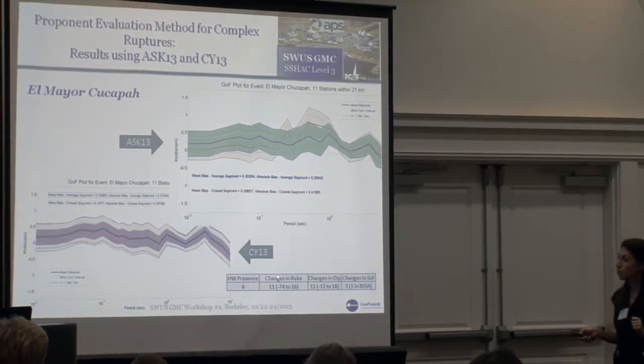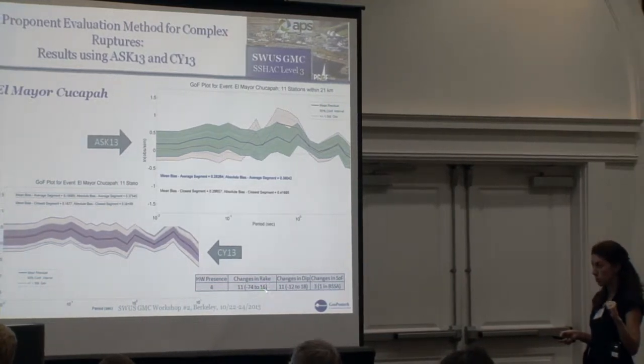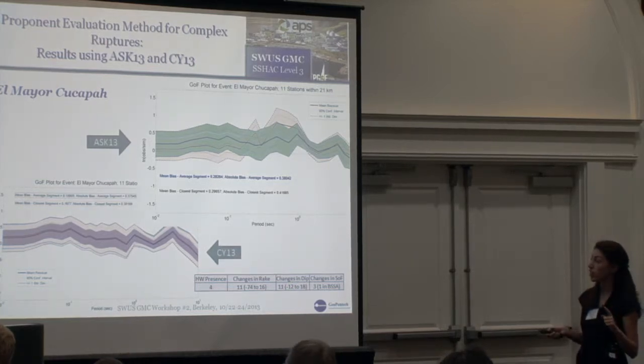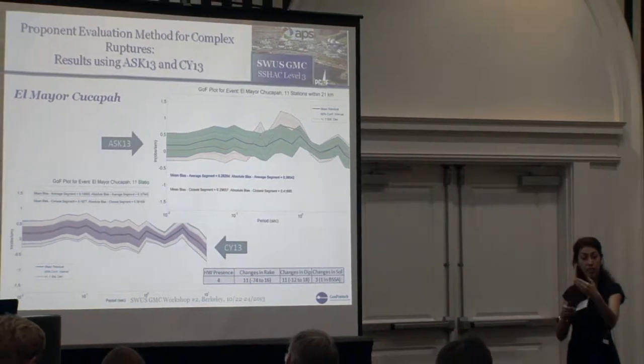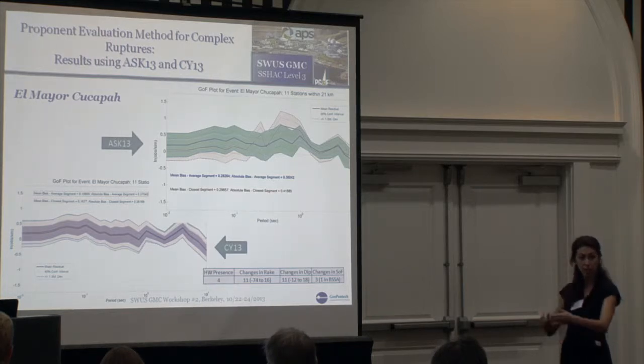The changes in rate were from a maximum of -74 to 16, and we also have changes in dip between -12 and 18. Something noticeable for this event, while accounting for the different segments, is that we have 3 changes in style of faulting. So three sites have changes in style of faulting when we account for local segments versus the average segments. And that's why we have some noticeable effects.